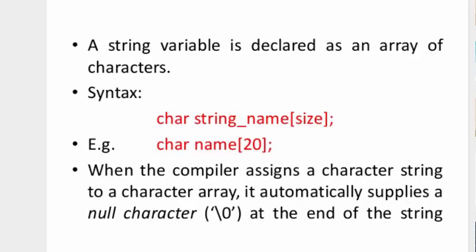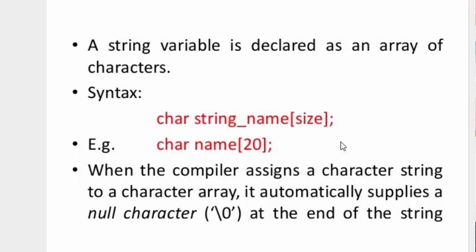So a string variable is declared as an array of characters. This is the syntax of how we can declare a particular string. We will be using char as a data type. That means we are using an array, a string which is of character type. Here we have to mention the string name along with the size of the string. Let's say, taking an example, I am taking a character string whose name is name, and it is of size 20. That means up to 20 characters I can store in this particular string.